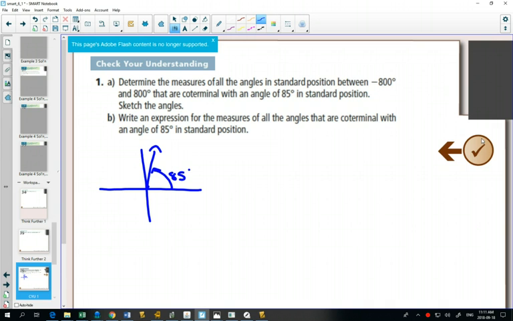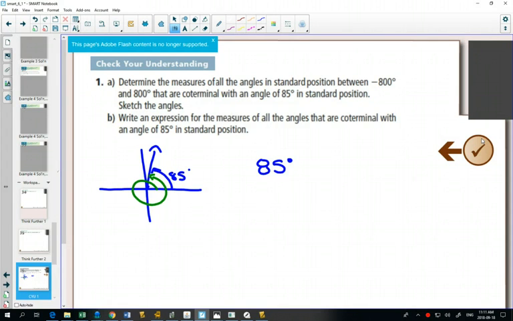And if we listed all the angles in standard position between negative 800 and 800 that are coterminal, this is on page 469, coterminal with 85 degrees, well, one of them would be 85 degrees. 85 degrees is coterminal with 85 degrees. They're the same angle, they end in the same spot. Another one is I could go all the way around once and then end at 85.